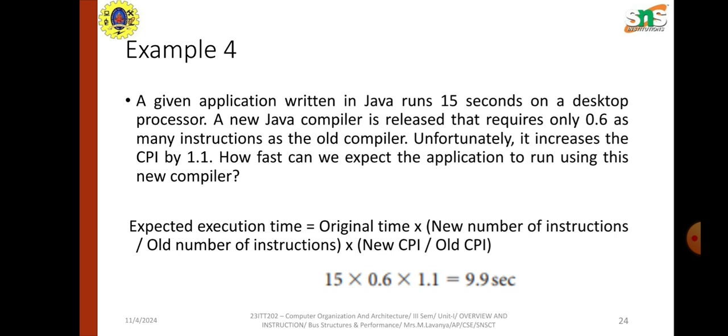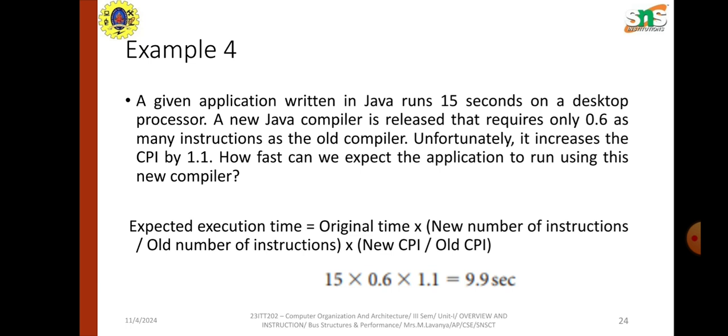And this is the next example. In this, a given application written in Java runs 15 seconds on a desktop processor. A new Java compiler is released which requires 0.6 as many instructions as the old compiler. Unfortunately, the CPI increases by 1.1. How fast can we expect the application to run using the new compiler? We have to find the expected execution time.